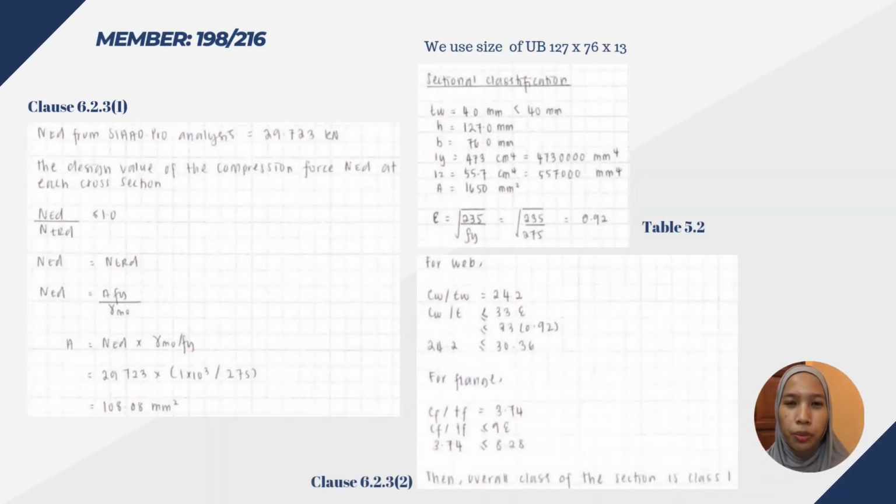Calculation shows compression member 198 or 216. Firstly, for NED we use the value from STAAD.Pro, which is 29.2723 kN. Then from this we find the area to choose the cross section. Then we use size of UB 127 by 76 by 13. From the sectional classification, we find the overall class of this section is class 1.